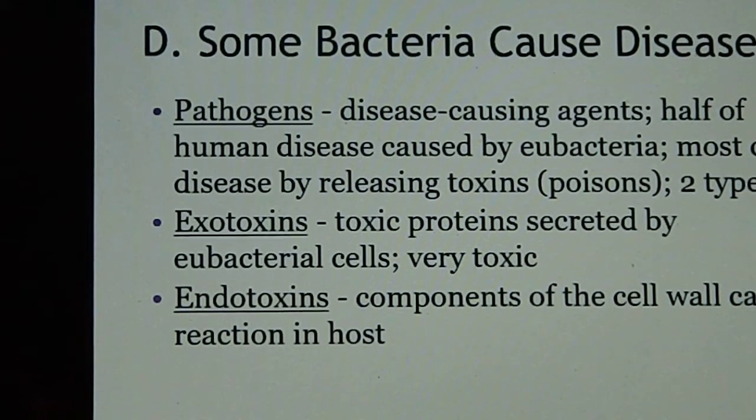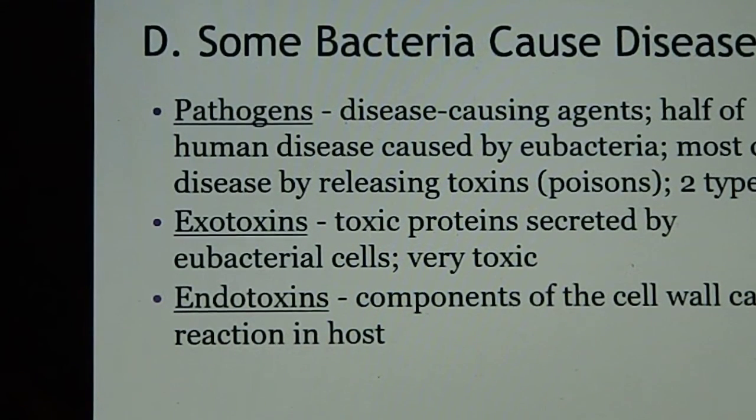Some bacteria are useful. They help us with certain things like digestion and making buttermilk or yogurt or stuff like that. But some bacteria are disease causers, and a disease-causing agent is called a pathogen. They make disease, and over half of the diseases around the world are caused by these eubacteria pathogens.